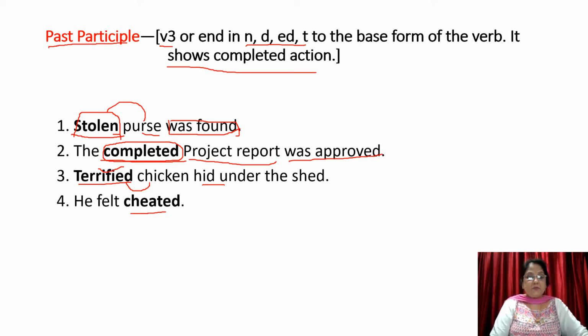Cheated is past participle because it's describing the pronoun he, and this is the main verb. Understood? So this is all about past participle, which is formed with the help of the third form of the verb.